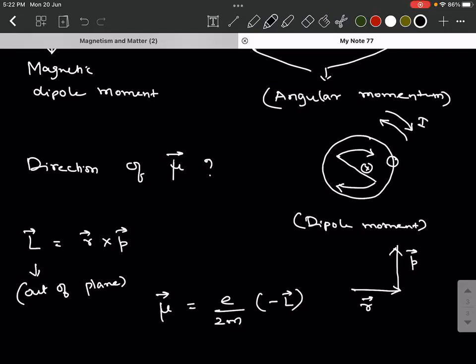Magnetic dipole moment. The L vector is out of the plane. R vector cross P vector. You do it from your side. R vector is in which direction? I kappa. P vector, P is the actual linear momentum, so the P vector is in the direction of J. I cross J is how much?